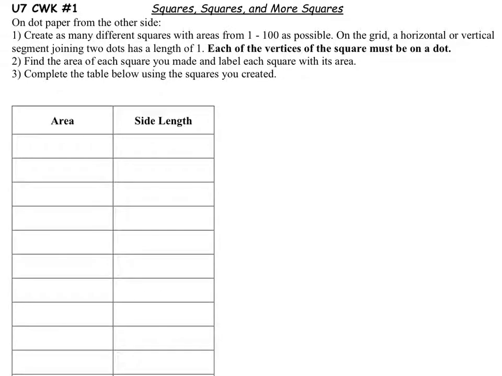On dot paper from the other side, create as many different squares with areas from 1 to 100 as possible. On the grid, a horizontal or vertical segment joining two dots has a length of 1. Each of the vertices of the square must be on a dot. Find the area of each square you made and label each square with its area. Complete the table below using the squares created.